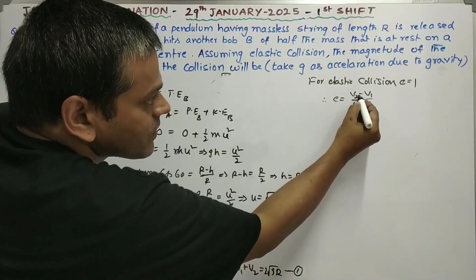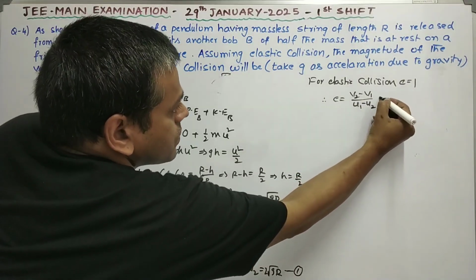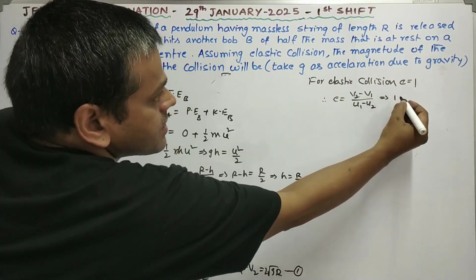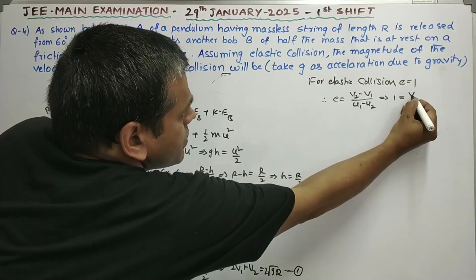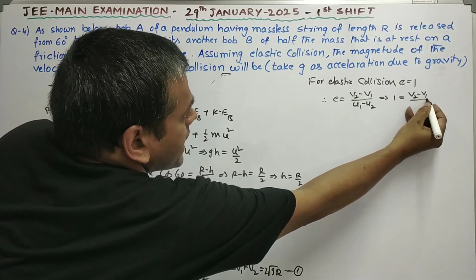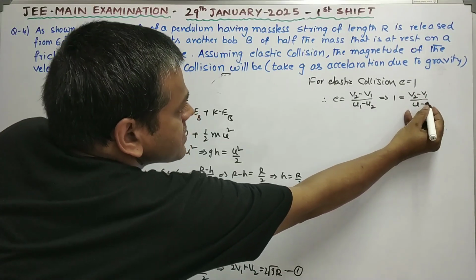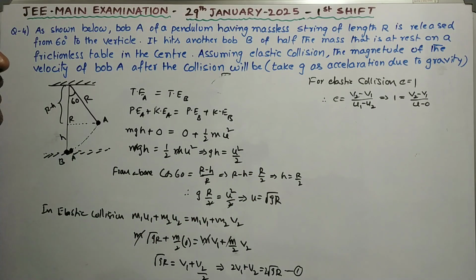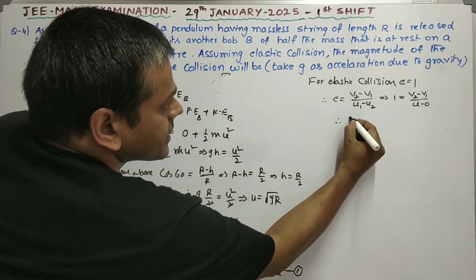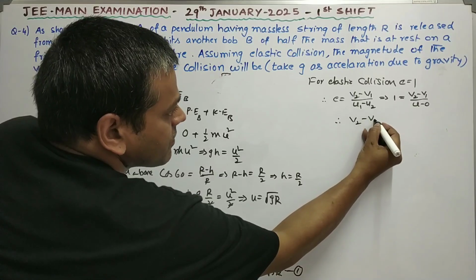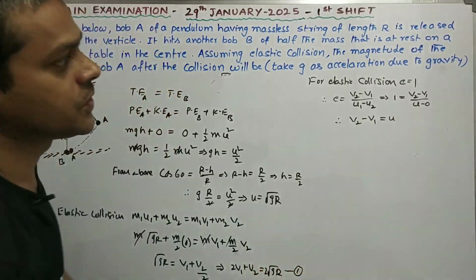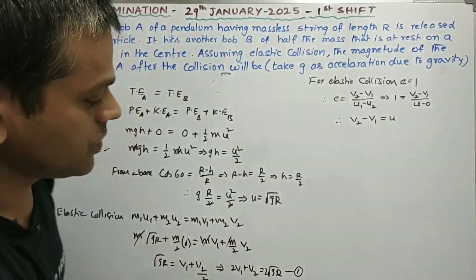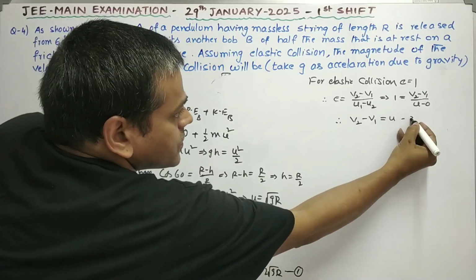So e is equal to (v2 minus v1) by (u1 minus u2). That implies e is equal to 1 for elastic collision. So 1 is equal to (v2 minus v1) by (u minus 0), because the second body is initially at rest. Therefore you get v2 minus v1 is equal to u. 1 into u is u. So this is equation 2.